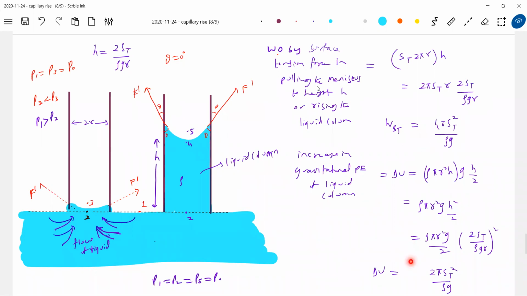Tomorrow I'll start the viscosity chapter. On Friday, I'll take one more problem related to this. For now, where does that difference in energy go? It is used to overcome the viscous drag between the layers of water when the liquid is rising inside the capillary tube and is converted into heat. So shall I say heat is released? In capillary rise, will heat be released or absorbed? Heat will be released.